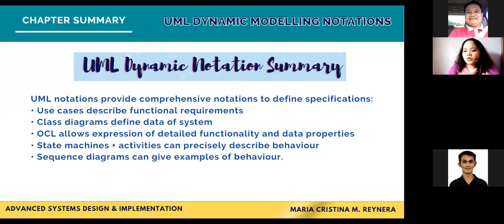In the UML dynamic notation summary, first, use cases describe functional requirements. Number two, class diagrams define the data of the system. Number three, OCL allows expressions of detailed functionality and data properties. Number four, state machines plus activities can precisely describe the behavior. And last but not least, sequence diagrams can give examples of behavior.